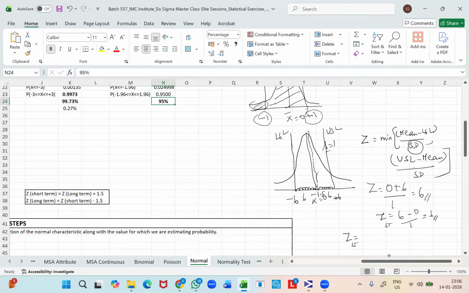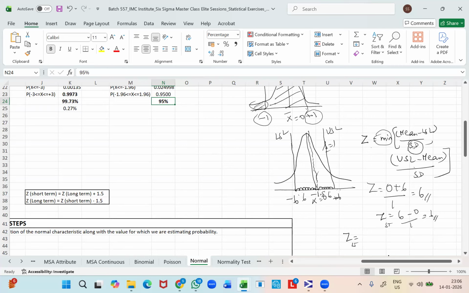Because the distance between the new mean and the USL is going to be less compared to the distance between the new mean and the LSL. So here we are considering the minimum of these two as the sigma level. Since the distance between the mean and USL is much less compared to the distance between the mean and LSL, we will consider the USL side formula to calculate the sigma level, right?